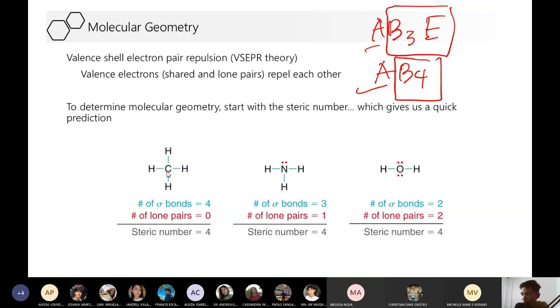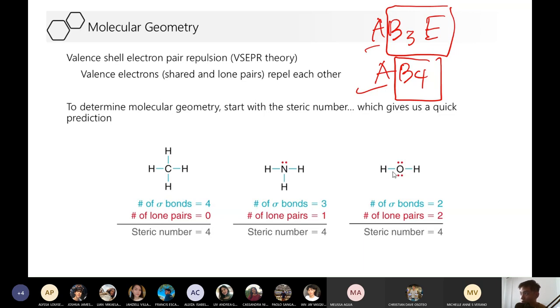So for example, we have here methane, CH4. So may apat na bonds yan. So apat na sigma bonds. How many lone pairs? Wala. So 4 plus 0 is 4. So its steric number is 4. Ito naman, si ammonia, NH3. So si ammonia may tatlong sigma bonds, tatlo yung single bonds niya. And then it has one lone pair. So ano yung steric number niya? 4. Si water, H2O. Ano meron dyan?